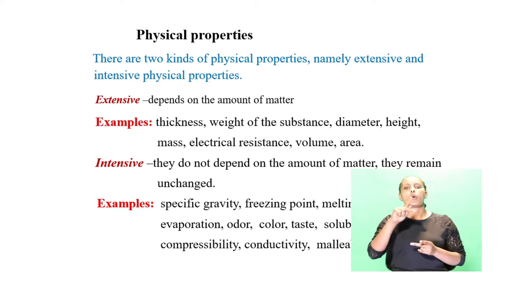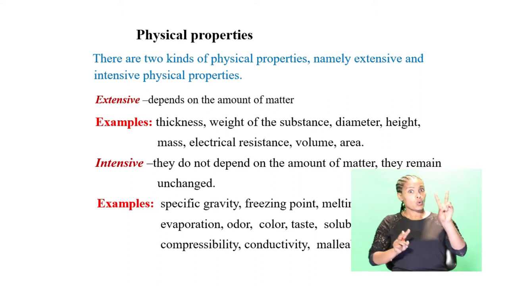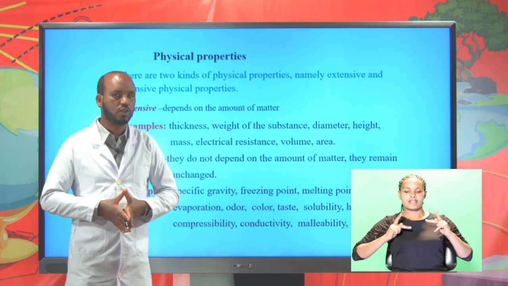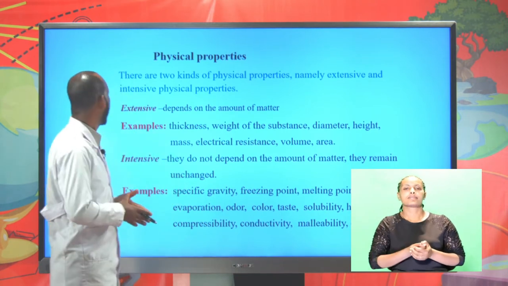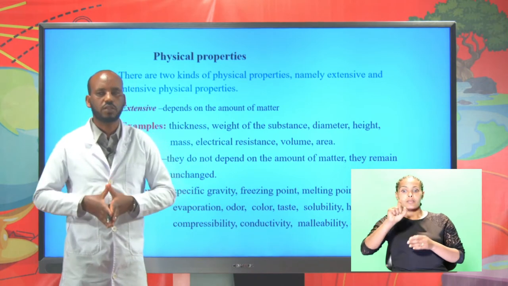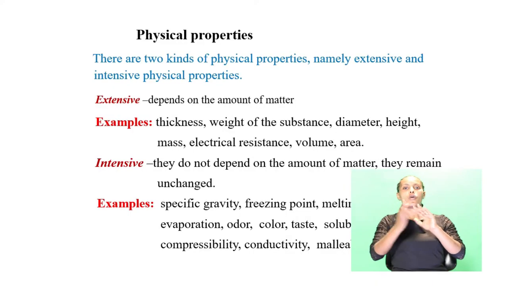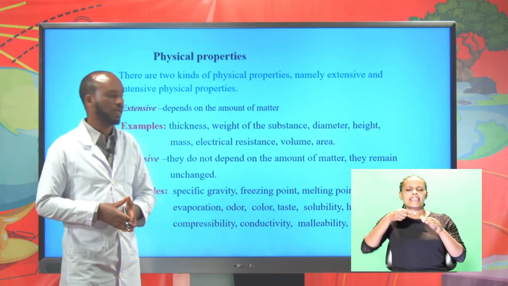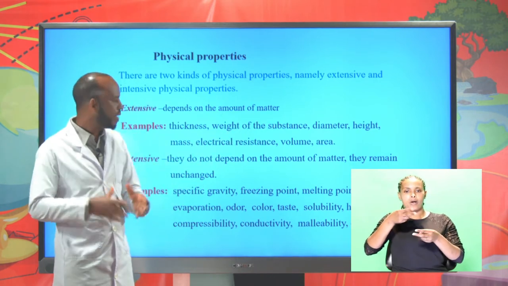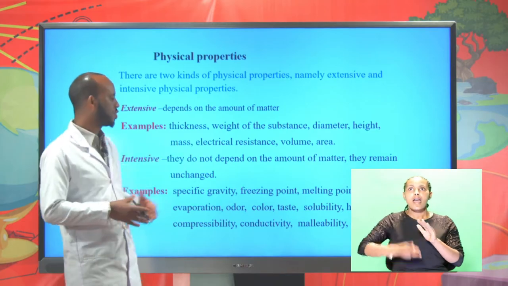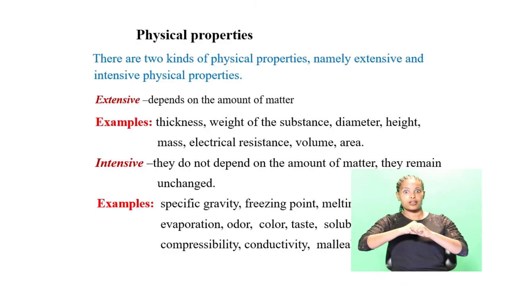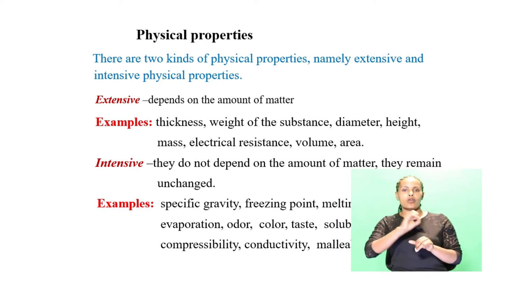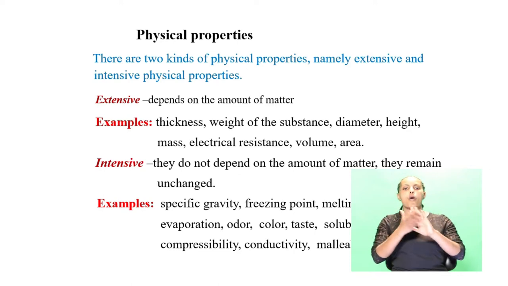Physical properties. There are two kinds of physical properties, namely intensive and extensive physical properties of a substance. Extensive properties are those properties which depend on amount of matter. For example, properties such as thickness, weight of the substance, diameter, height, mass, electrical resistance, volume, area, and so on are extensive properties of a substance which depend on amounts of matter present.